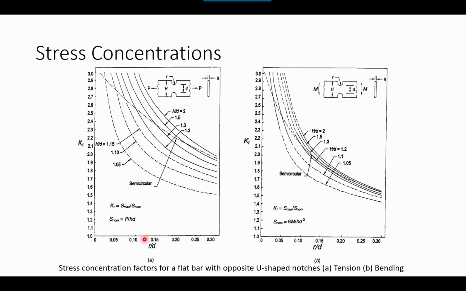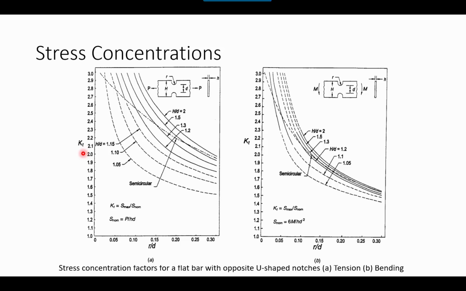But if we look at it, some things remain the same. Our x-axis is a dimensional ratio. In this case, the radius of that U-shaped hole to the distance between the two U-shaped holes. We have multiple lines, which again, each of them is a dimensional ratio, a ratio of h, the total width of this bar, to d, which is the distance in between the U-shaped holes. And then our y-axis is our stress concentration factor, right?